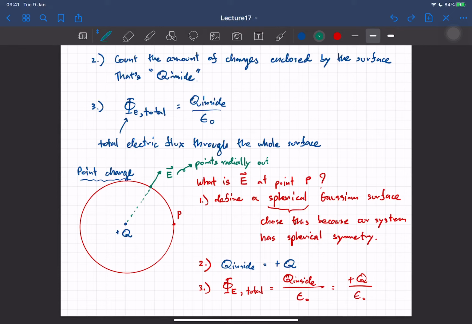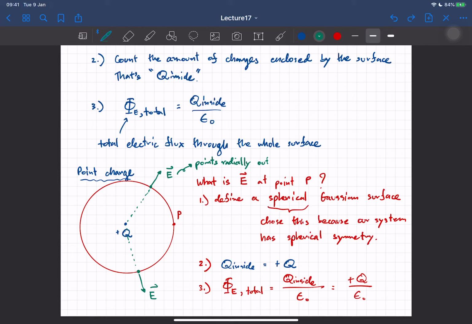So if you pick a different point, let's say here, then the electric field is going to point this way. It's always pointing along the line joining the point that you're interested in and the charge itself. That's true for every point on the surface. And remember why that's the case? That's because we chose the surface to be spherical. So that's why this is true.